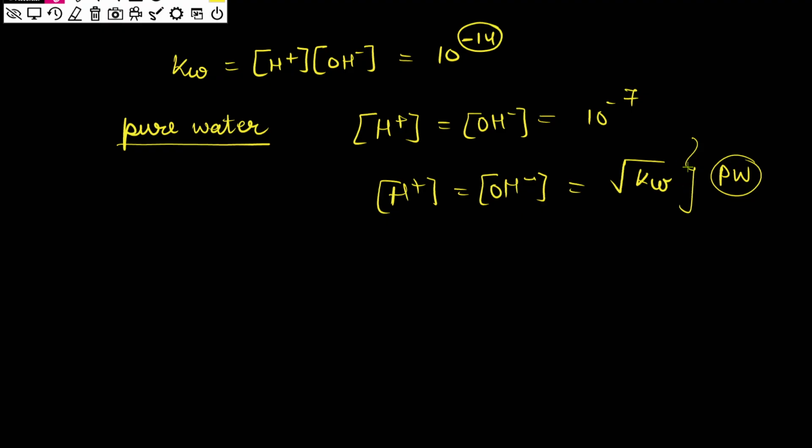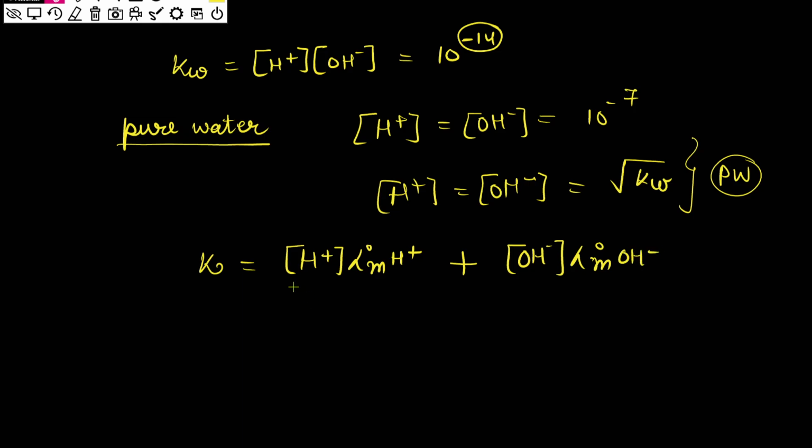So here, for pure water, the conductivity can be related to its molar concentration also. Now if we have to calculate the conductivity, how do we calculate it? We basically multiply the concentration of H plus by the limiting molar conductivity of H plus, and add the concentration of OH minus multiplied by the limiting molar conductivity of OH minus.